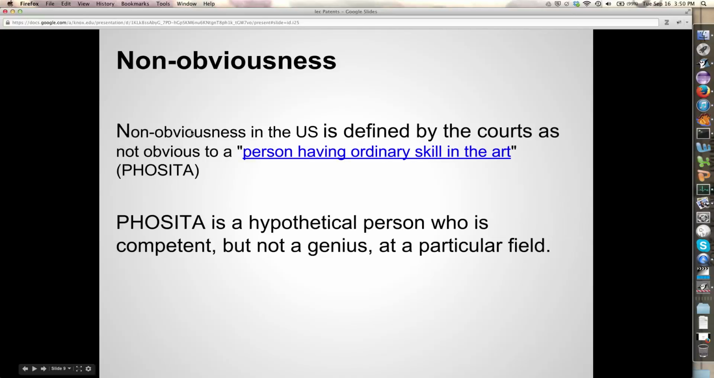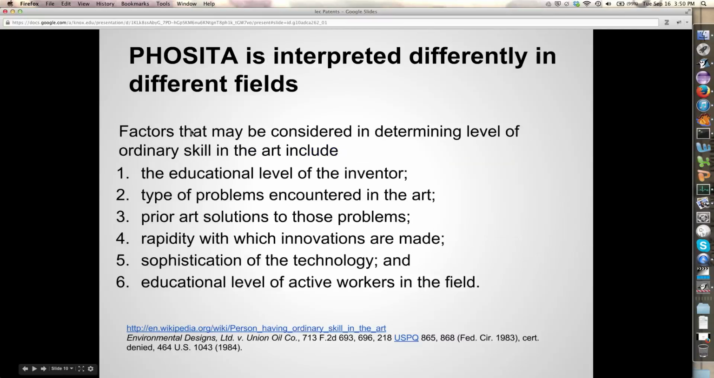So we'd be talking about, in physics, a competent physicist, not necessarily Einstein. In computer science, we'd be talking about probably someone like me, not necessarily Bill Gates, or Linus Torvalds, or Alan Turing, something like that. Now, FOSITA is interpreted differently in different fields. This is actually very important.